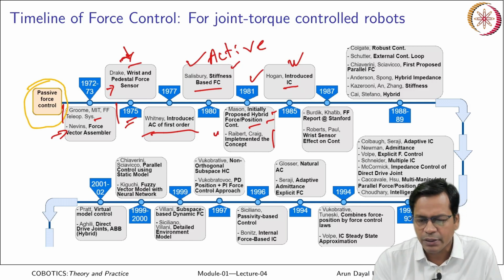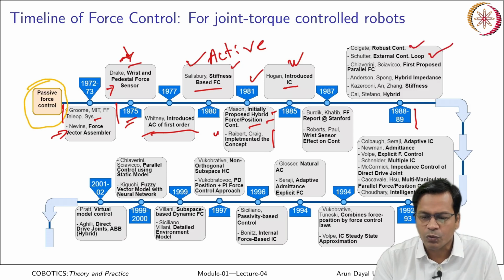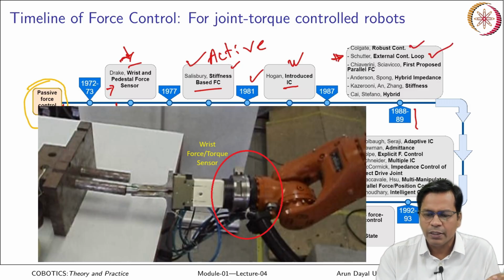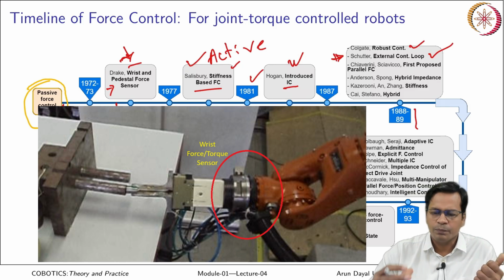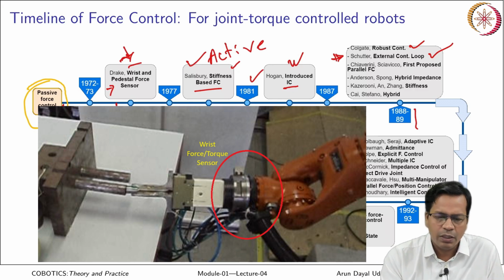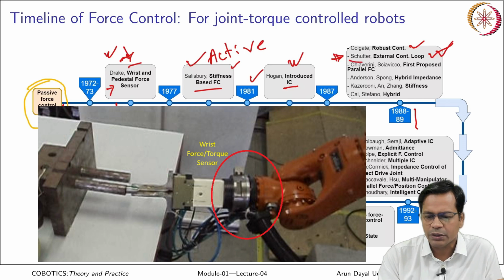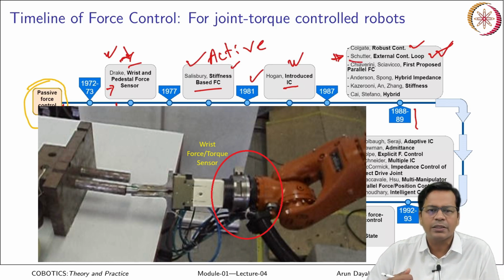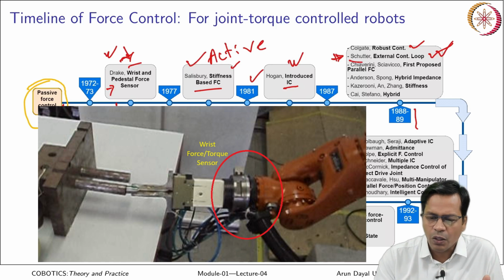Okay, and then a series of things came in 1988-89 when a robust controller, an external control loop, was given by Shutter. He again utilized a force control that is sensed through the wrist force torque sensor and created a closed loop. So, it is an advanced version of this that was reported by Shutter, that uses a standard industrial robot and does the force control job.